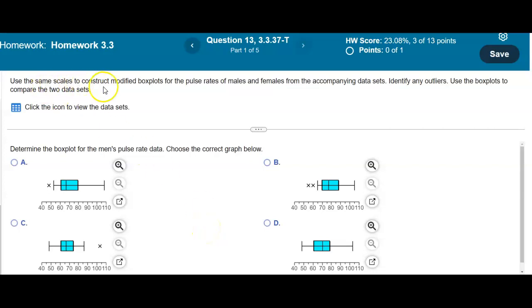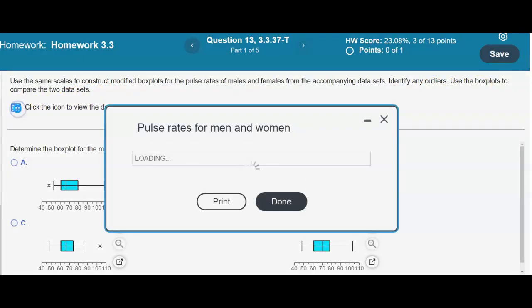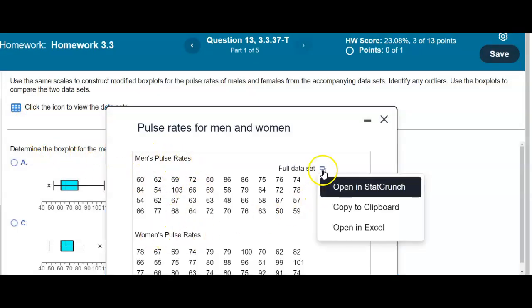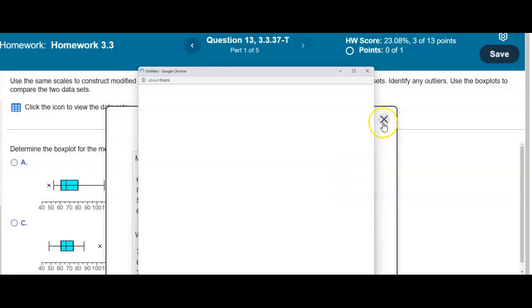Use the same scales to construct modified box plots for the pulse rates of males and females from the accompanying data sets, identify any outliers, and use the box plots to compare the two data sets. So we're going to open up our data in StatCrunch. So we have men's pulse rates and then women's pulse rates. So let's go ahead and open that up.